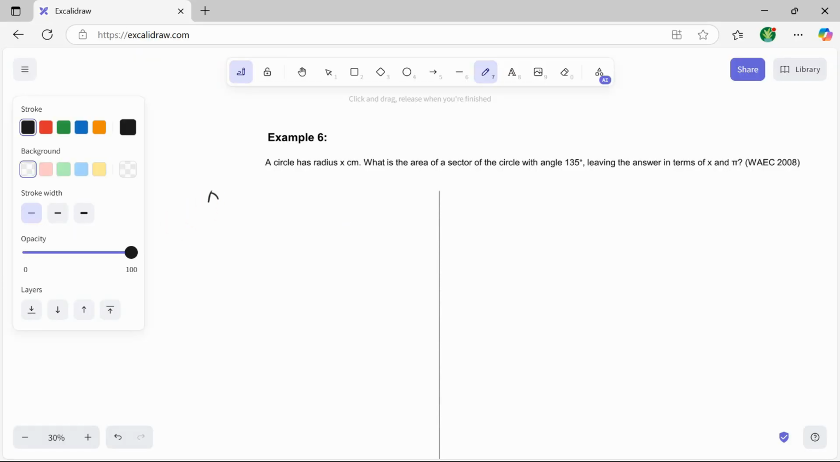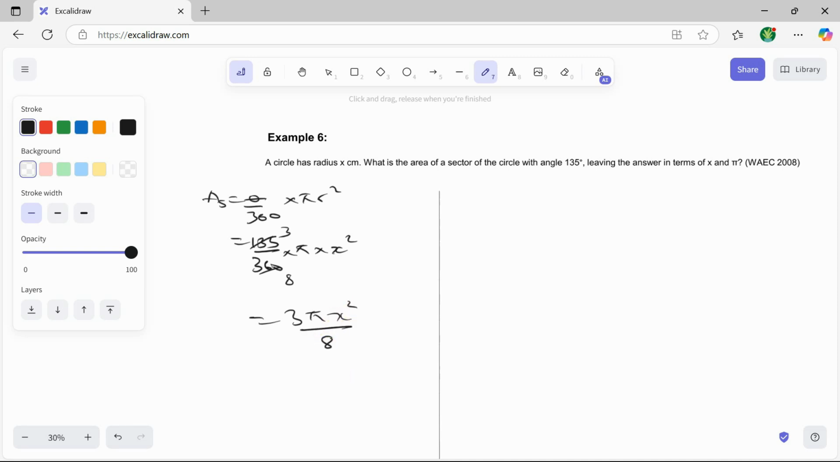So the area of a sector is theta over 360 times pi r squared. Theta is 135, so all over 360 times pi times the radius, which is x, so x squared. So 135 divided by 360, if you cancel everything, this will give you 3, this will give you 8. You can try that yourself. We should do it in terms of x and pi, so that would be 3 pi x squared all over 8. I hope you got the same thing that I got.